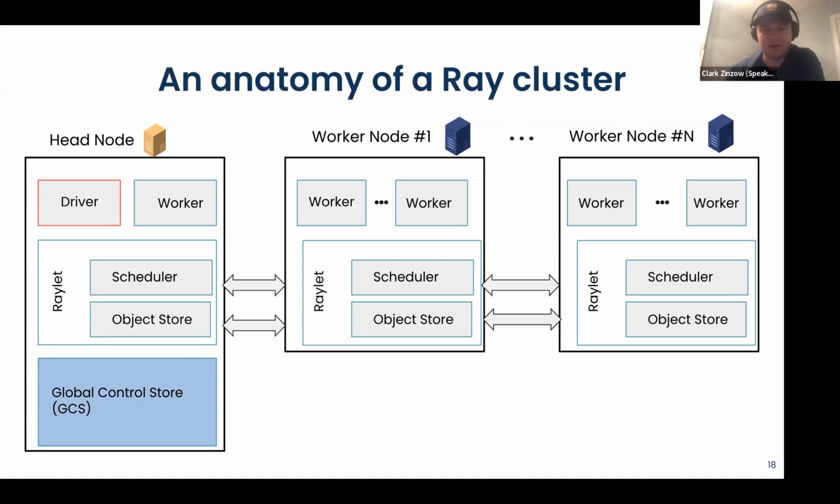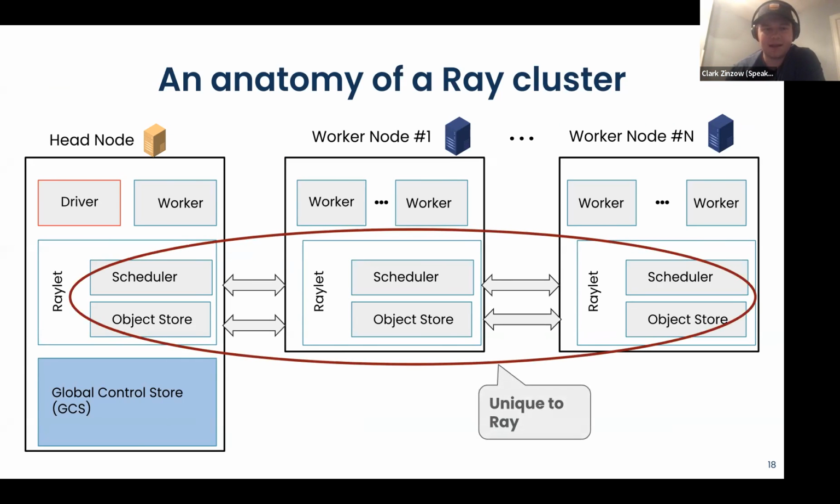And one thing that's very fundamental to Ray, and that's pretty unique to Ray, is this decentralized scheduling and distributed in-memory object store. We don't have a centralized scheduler in a single node that schedules tasks. Instead, there's a decentralized peer-to-peer protocol for that. And this allows very scalable scheduling and also very fast scheduling.